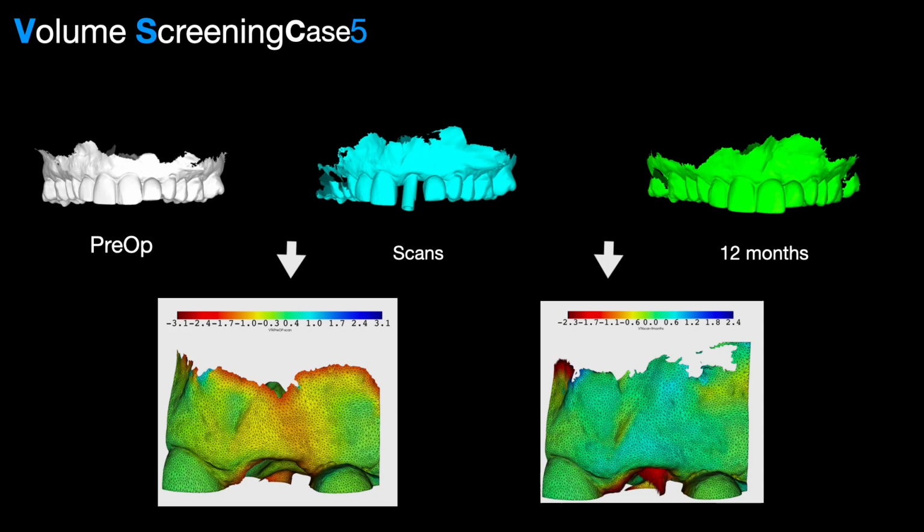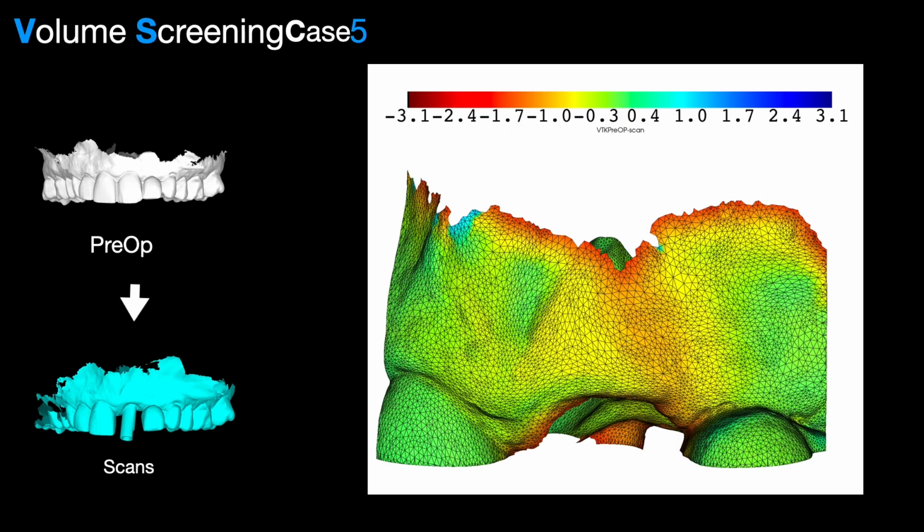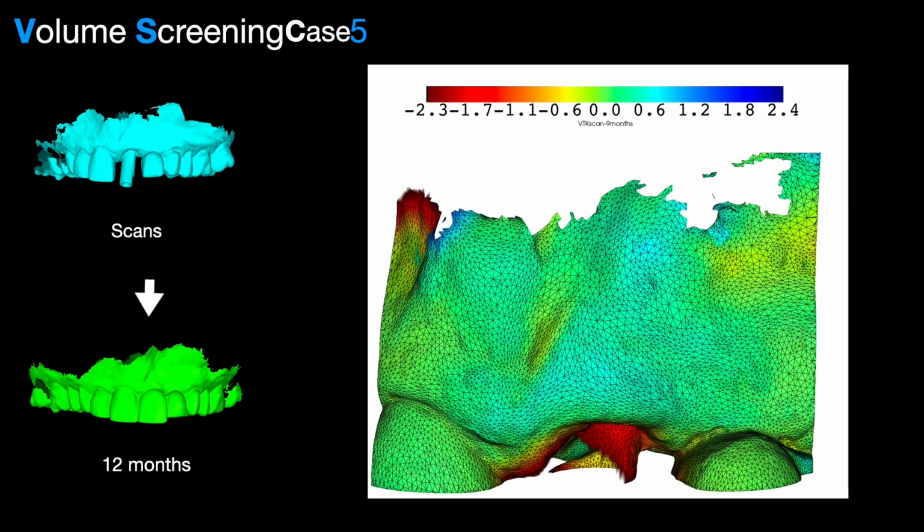Overlapping those STLs, we will see heat maps. So you have a very low resorption compared to the inflamed side, followed by the increase of the tissue from the scan 4 months to 12 months. That's what we got from the pre-op to scan, and from the scan to month 12 we got some increase of tissue.